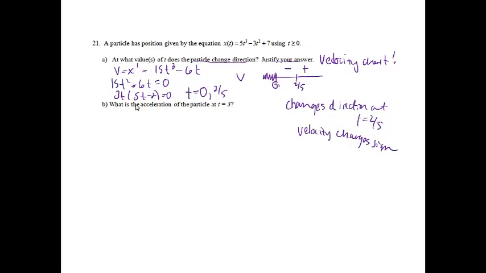Okay, part B, it says, what is the acceleration of the particle at t equals 3? Well, we know acceleration is just the derivative of the velocity. So taking the derivative of the velocity, we're going to get 30t minus 6, and it does just ask us to find the acceleration at 3. So if we plug in 3, we will get 84, and no units will be necessary because no units were given in the problem.